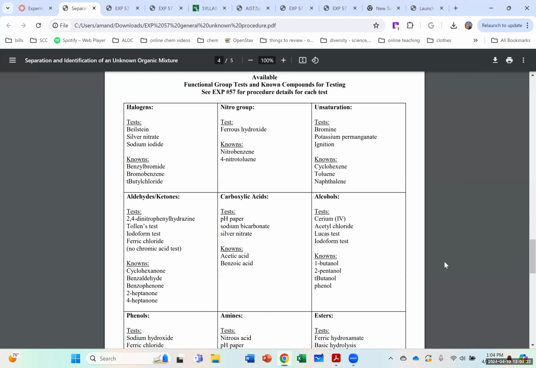Before you start these, my suggestion would be to make sure that you get a melting point for your unknown solid, a boiling point for your unknown liquid, and then an IR for both. We know an IR's job is to tell us about functional groups. So once we have an idea from the IR, we can then run the tests to confirm that.